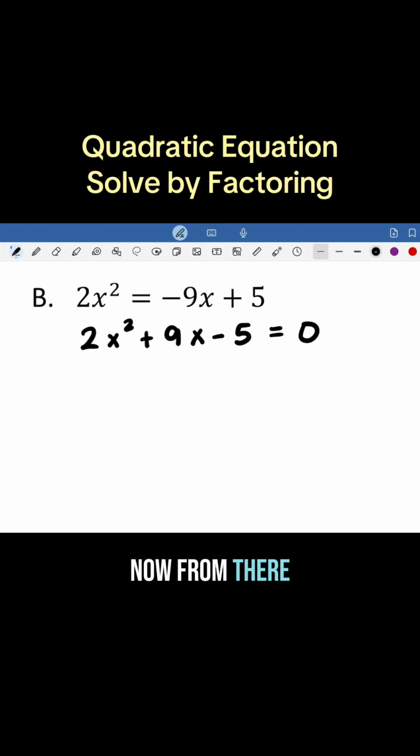Now, from there, we make sure we don't have a GCF, and we do not. So I'm ready to factor. Now, unfortunately, your A value here is 2, so the factoring is going to be a little bit more difficult, okay? So I like to use slide and divide. So I'm going to go and write that down.